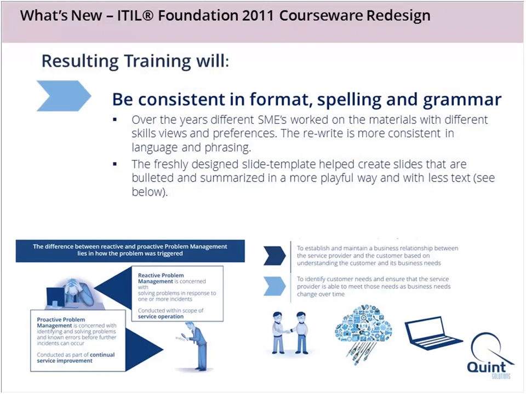Another thing we said is, over the years, different subject matter experts worked on the materials, and they had different views and different preferences, and even they were from different parts of the world, so they had different language skills or language habits. Somebody who is a native speaker in the USA will have different constructions than somebody from the UK, for England, or from India. So in the rewrite, we try to make the language, the phrasing, and everything more consistent, so it's a more recognizable and more easygoing material.